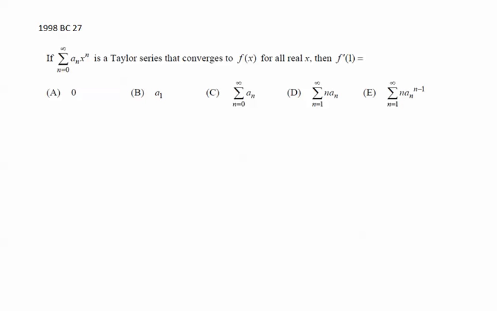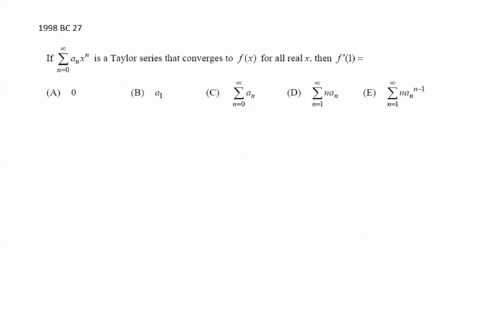1998 BC 27. We have this series, the sum from n equals 0 to infinity of a sub n times x to the n. And we're told that this is a Taylor series that converges to f of x for all real numbers x. And we want to find what is f prime of 1.